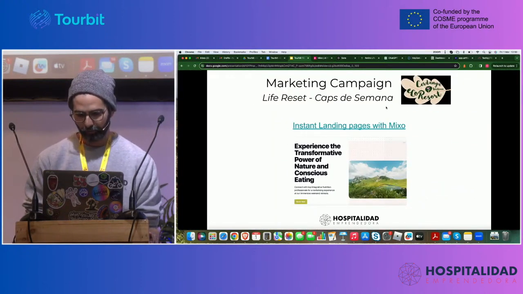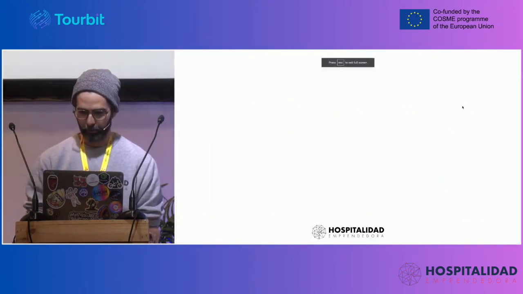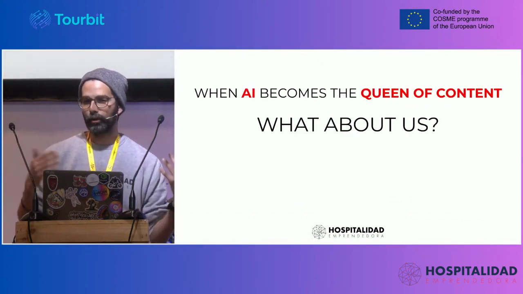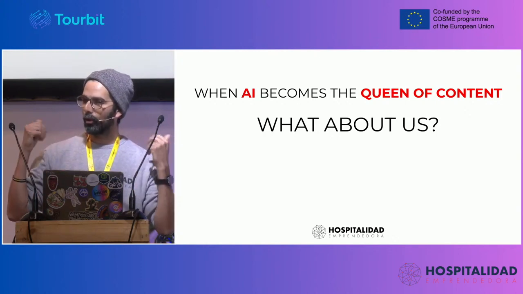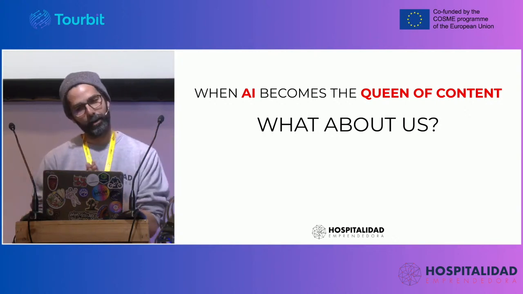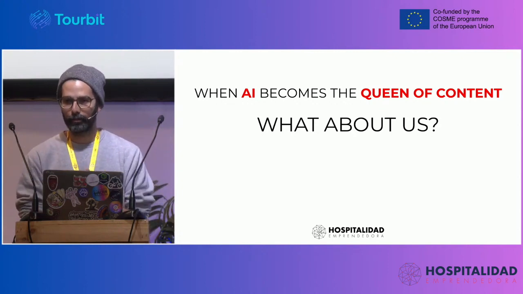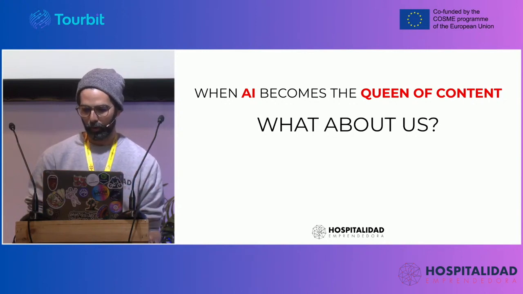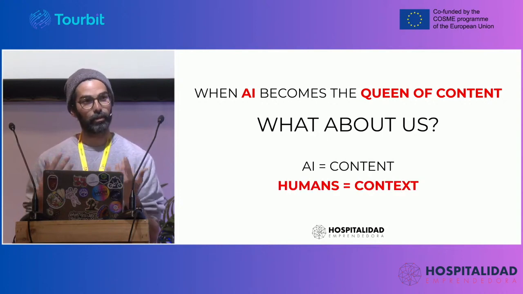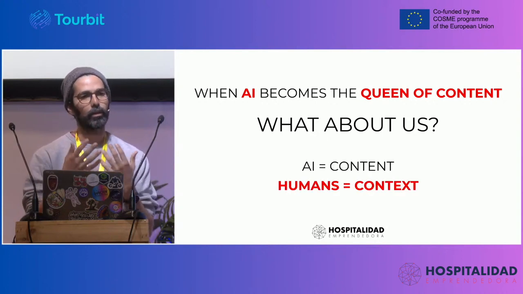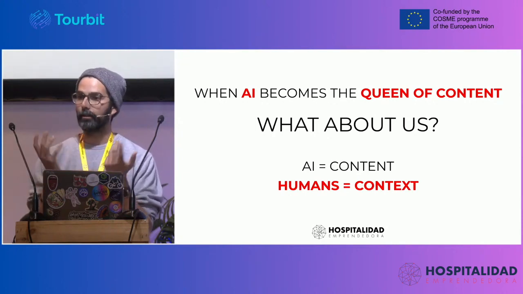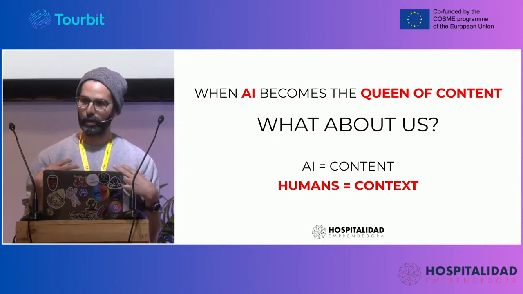All right, so getting to the end. When AI becomes the queen of content, when it can do all these things perfectly, which is coming very soon, as we've seen with the video, what's going to be about us? What's our role? I believe AI is about content, but humans are about context. We've been talking a lot about experiences, about the human touch, about the narrative around what we do, and that's what we need to provide.